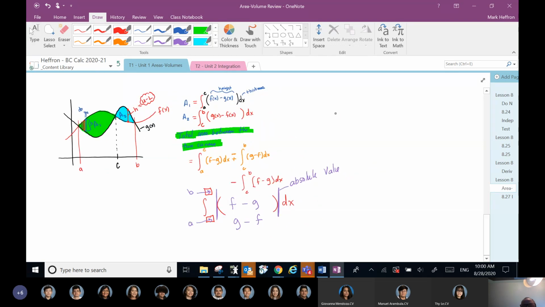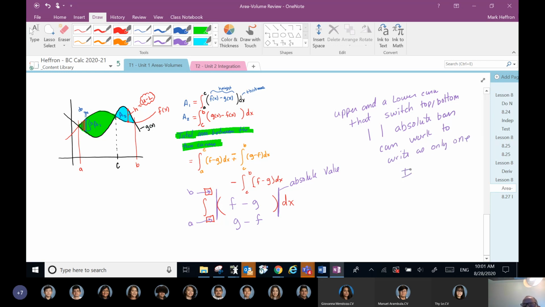If you ever have an upper and a lower curve that switch, top and bottom, absolute value bars can work to write it as only one integral.